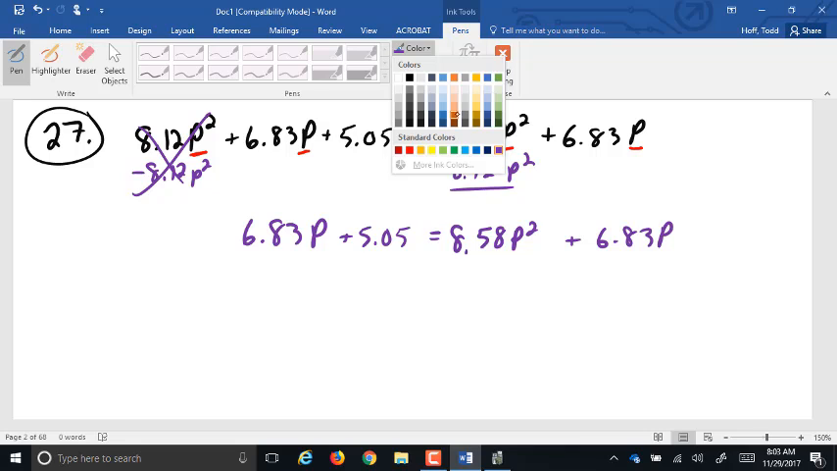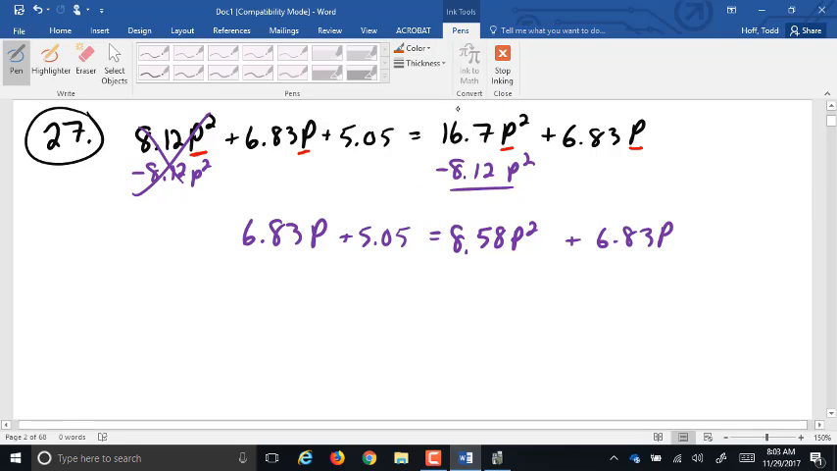Now I want to get rid of the p. There's a p on each side. I'm going to get rid of 1. I subtract 6.83p. And I notice that it's the same on both sides. When I subtracted it, it disappears. That's what I was hoping for. One of them is now gone. Now it is possible to solve.